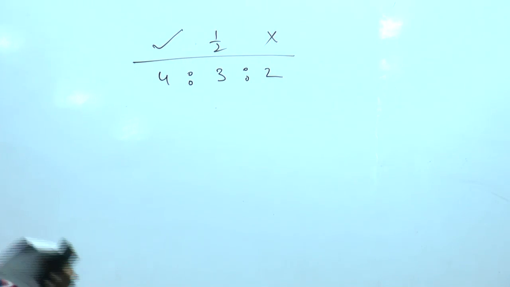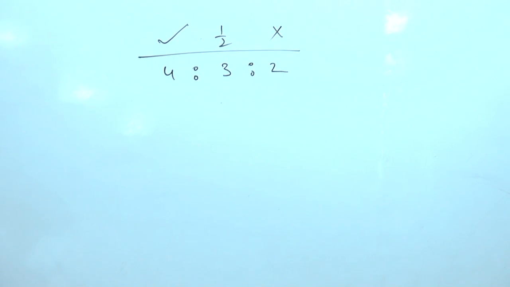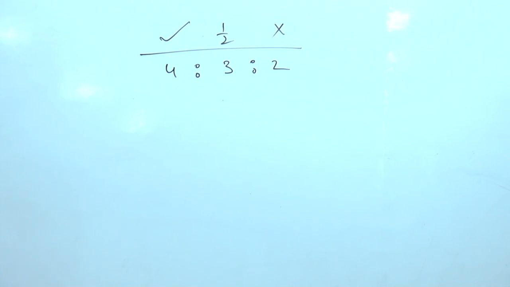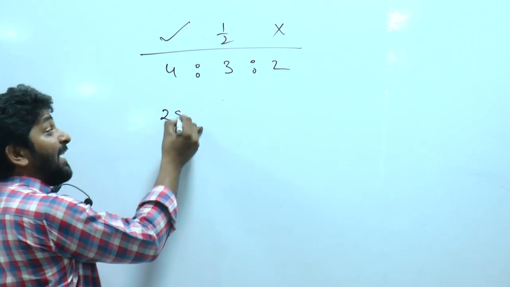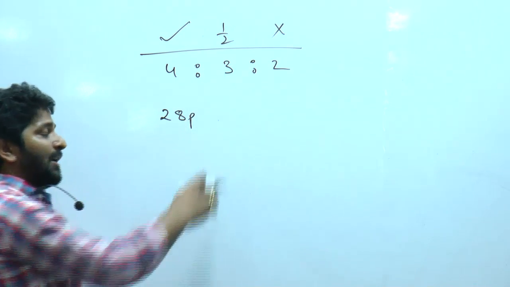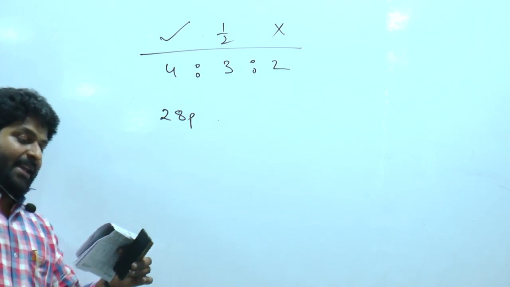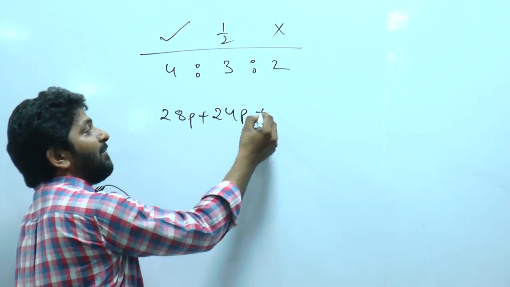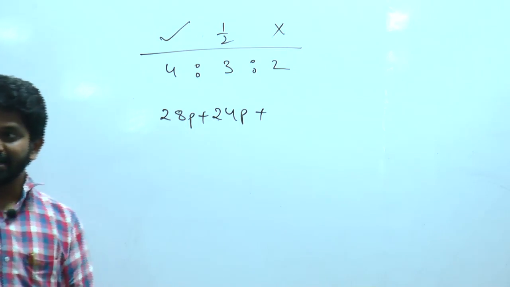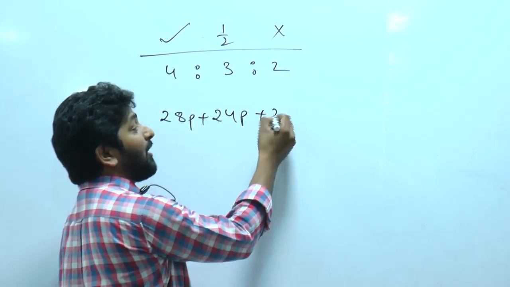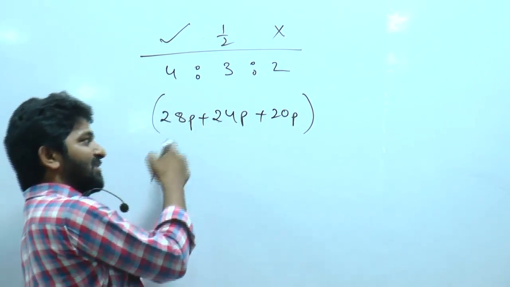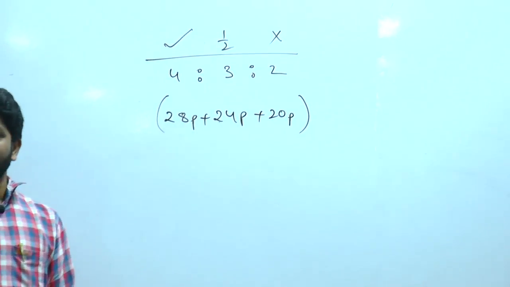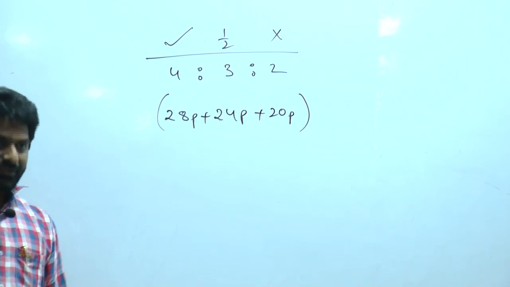And the skilled person works for how many days? 7 days. In 7 days he can complete 28 parts. The half-skilled person worked for how many days? 8 days, and he does 3 parts, so total 24 parts. And then the unskilled person worked for 10 days, and he does 2 parts, total 20 parts. This is the work done by the skilled, half-skilled and unskilled person.